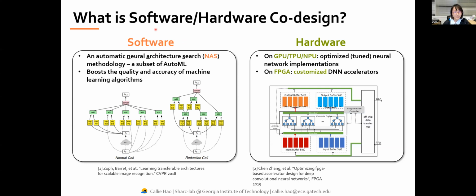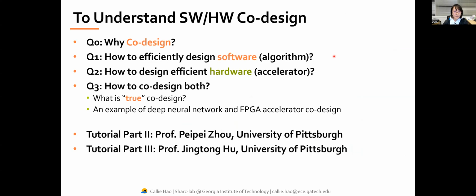So this is the hardware in our context, and this is the software in our context. Being said, what are we trying to discuss today? Especially in my topic, we will answer a couple of questions. The first question: why do we need co-design? I guess that's an easy one, so I named it question 0. Then we have to answer two more. Question 1: how to efficiently design the software, the algorithm side. And question 2: how to design an efficient hardware accelerator.